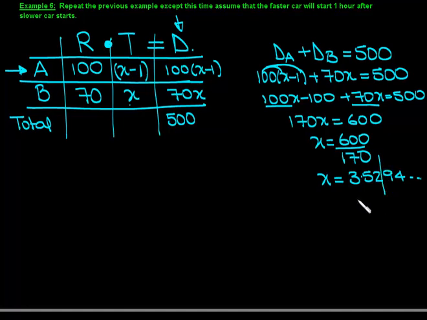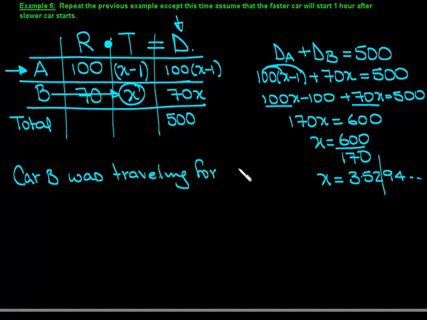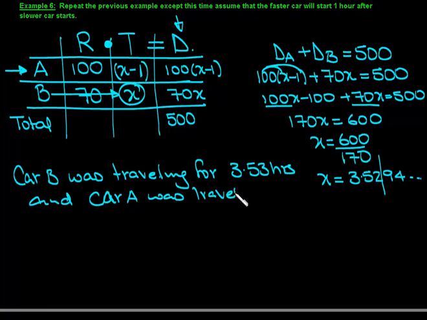Okay, so what does that tell me? What did we find x to be? Go back to your grid and see what x is. X is the time car B was traveling. Okay, so we can say car B was traveling for 3.53 hours, and car A was traveling for how many? Car A would be x minus 1, so it'll be this minus 1, so it'll be 2.53 hours. So there's your answer to that problem.